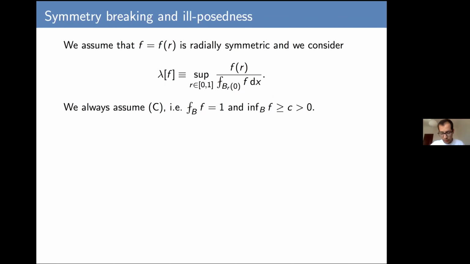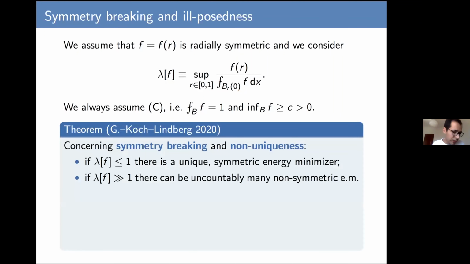So here is our theorem. First of all, let's talk about symmetry breaking and non-uniqueness. Essentially we have 2 regimes. In the first regime, we have small lambda, and small means less or equal to 1. If lambda is small, you have a unique symmetric energy minimizer. Now, if lambda is very large, and here very large depends on P. Remember P shows up in this energy, but it's kind of irrelevant for this statement, though very large depends on P. If lambda is very large, you can have uncountably many energy minimizers, none of which is symmetric. So small lambda, uniqueness; large lambda, non-uniqueness and symmetry breaking.